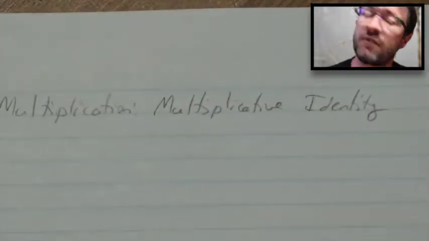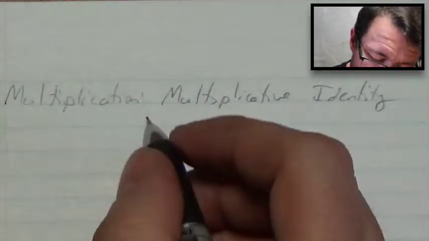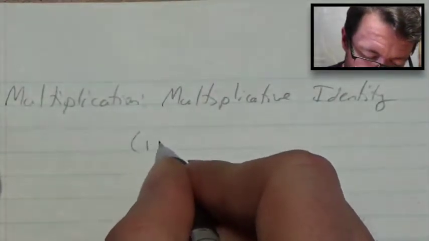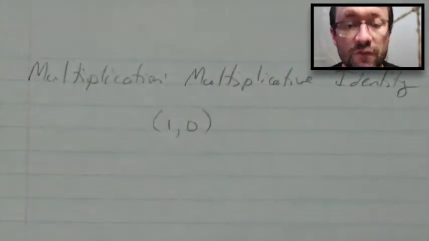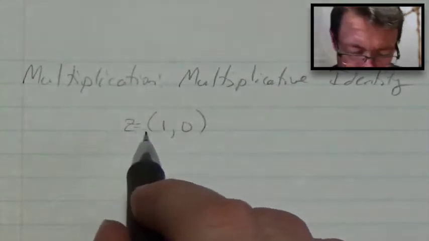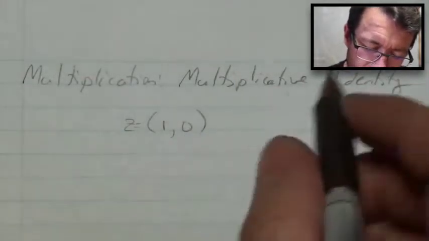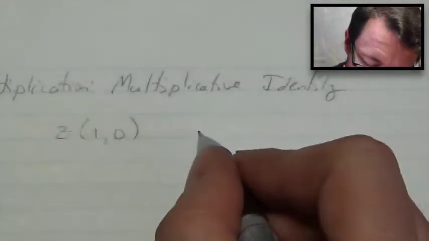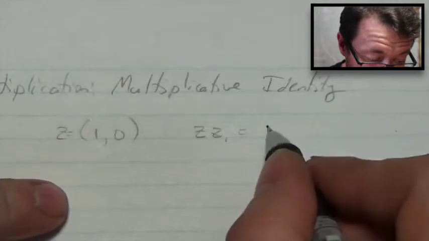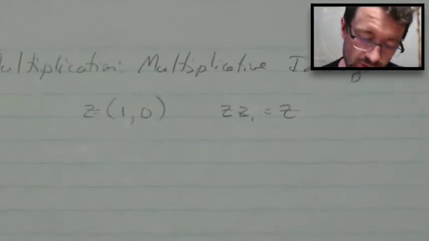Okay, the multiplicative identity. In this case, the thing that we're looking for is going to look like this. It's going to be 1 comma 0, if you want to give it that original form. If z is equal to 1 times 1 comma 0, then when you multiply this by some other number, for example, if I multiply this z by some z1, I'm going to get z. I'll show that to you right now.